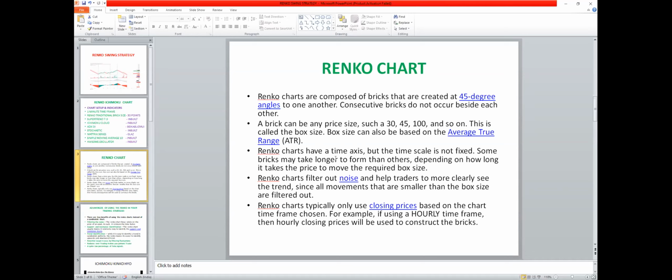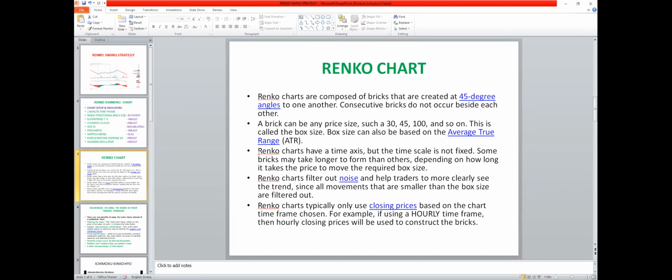RENKO charts have a time axis, but the time scale is not fixed. Some bricks may take longer to form than others, depending on how long it takes the price to move the required box size. That is the concept I mentioned, that it does not depend on time. Whenever the price is going up, only then will a new brick appear. If it is staying there itself and spending almost 2 hours or something like that, it won't be showing anything.